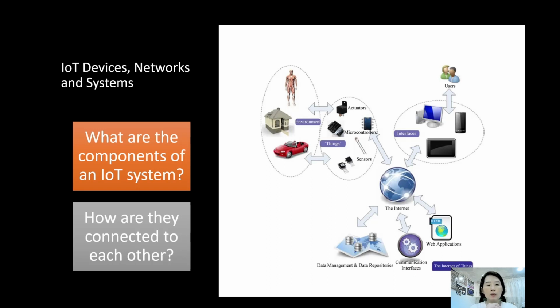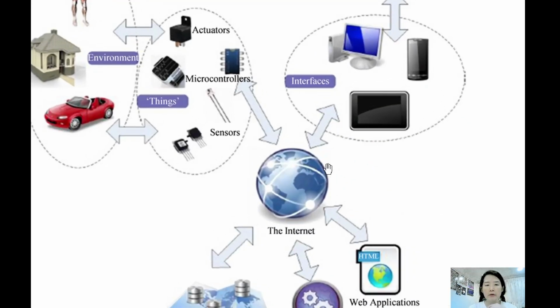IoT devices, networks, and system. What are the components of an IoT system and how are they connected to each other? Let's take a look at this diagram.